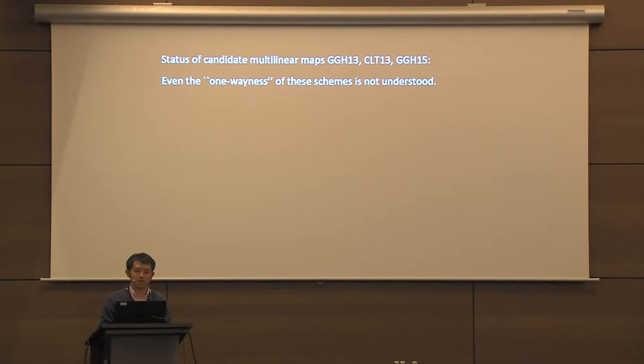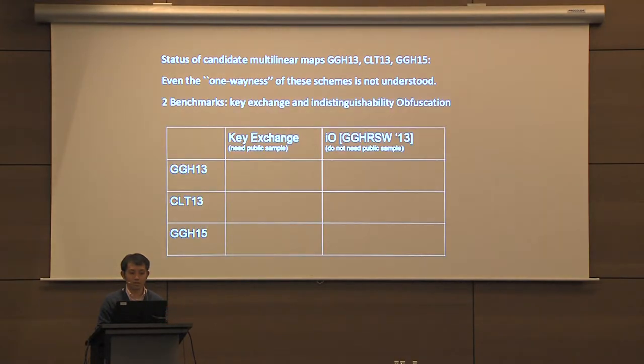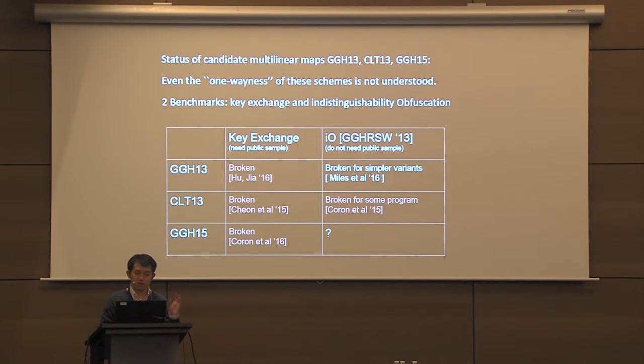If I summarize the status of the candidate multilinear maps, there is something at the bottom that we still don't understand well, which is even the one-wayness of the secrets in the encodings. They might be secure, they may be hidden in some situations, and they may not be hidden in others. So we still don't have a general methodology to understand how much they're hidden. We don't have really good examples, but we usually take two benchmark applications built from multilinear maps. One is multi-party non-interactive key exchange, which needs the public sampling mode of multilinear maps. The other benchmark is indistinguishability obfuscation, which does not need the public sampleable feature. We analyze these two benchmarks to understand how much we understand about the underlying multilinear maps.